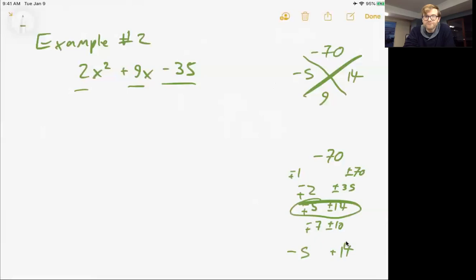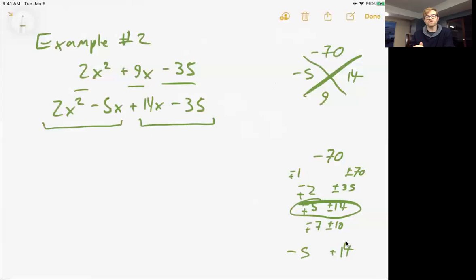Now, after we find those numbers, we break up that middle term. So it's 2x squared minus 5x plus 14x minus 35. Then, for each of the first two terms and the last two terms, we factor out any common factors in each of those first two or last two, right? So in the first two, we got 2x squared and negative 5x, and those share the factor x. So I'll factor that out. Leaves me with 2x minus 5.